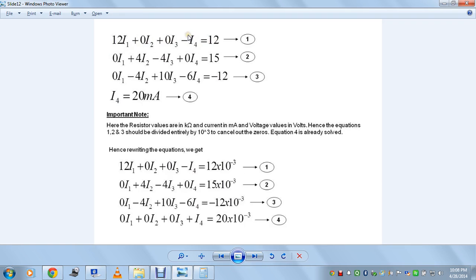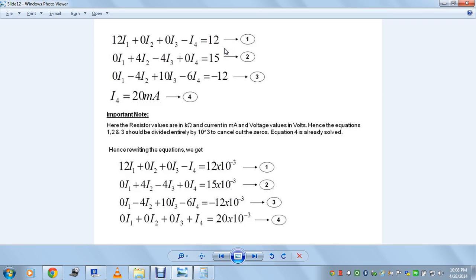So kilo ohms is nothing but multiplied by 1000. So this is not indicated here. In the actual equation developed, this 1000 you can take out as common, and it will be a multiple of this entire equation. When taken to the other side, it will become 10 to the power minus 3, because it is from the multiplication side. When you take it to the other side of the equal to sign, it will come to the denominator.